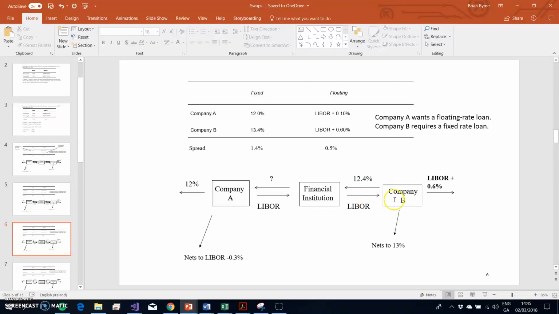And the rate that B should pay here should be 12.4. And if B receives LIBOR, pays out LIBOR plus 0.6, that's equivalent to paying out, the LIBORs cancel, and the net position would be 0.6 purely on the floating side. If we put that 0.6 with 12.4, that nets to 13%. Okay, so then we look at A's position.